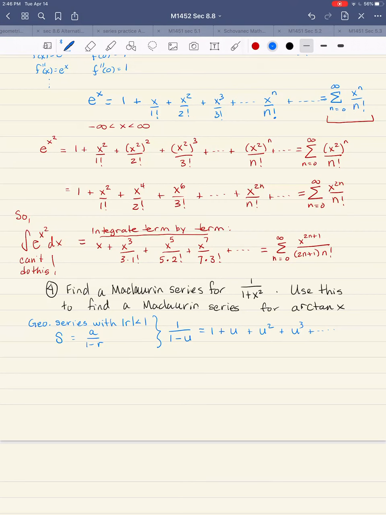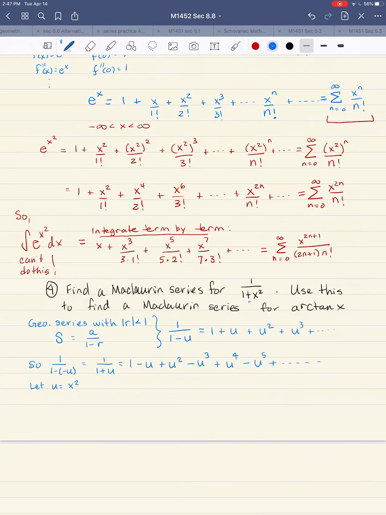Right? And now, that's a over 1 minus r, so I want a plus sign here. So I'm going to replace each u with the opposite of u, to give me 1 plus u. So replace each u with the opposite of u, and I get 1 minus u. The opposite of u squared is still u squared, but the opposite of u cubed is minus u cubed. So every even power is going to have a positive sign. Every odd power is going to have a negative sign.